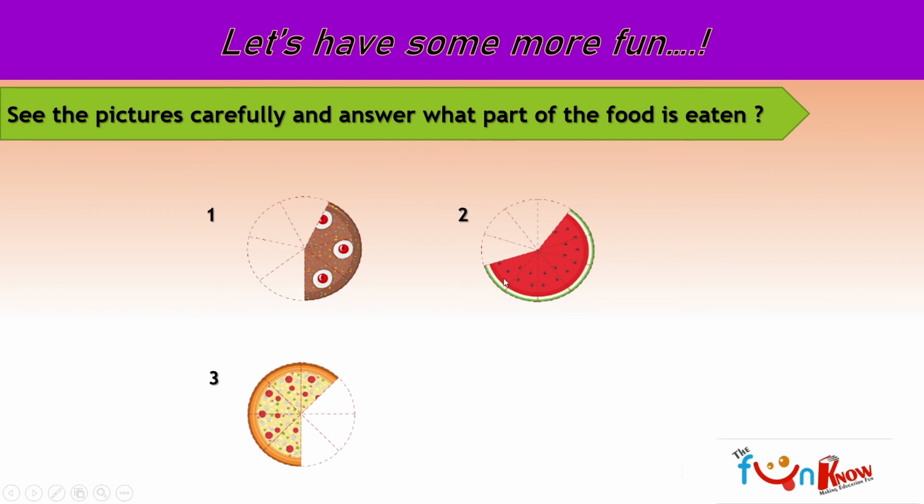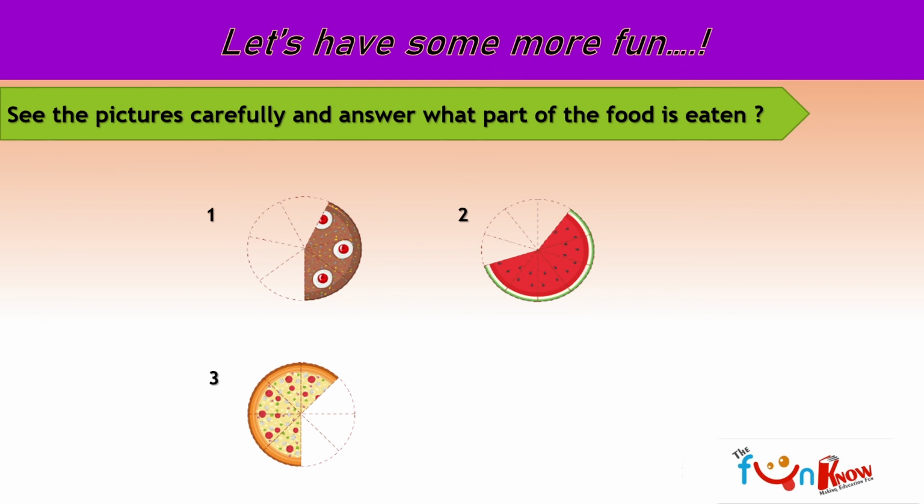How many pieces of watermelon are already eaten by students or by a kid? Let us check how many parts. 1, 2, 3 and 4. That means, students, the fraction will be 4 by 10. Yes, because the question is telling us what part of the food is eaten. So from 10 parts, 4 parts are already eaten. So we will write 4 by 10.